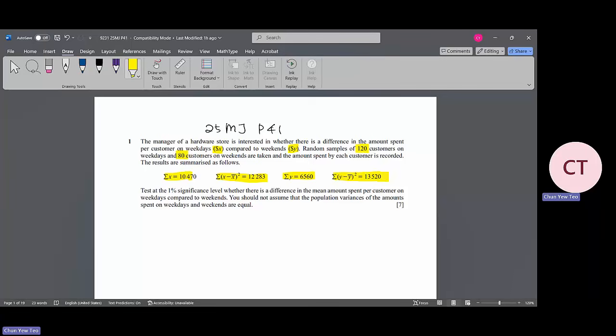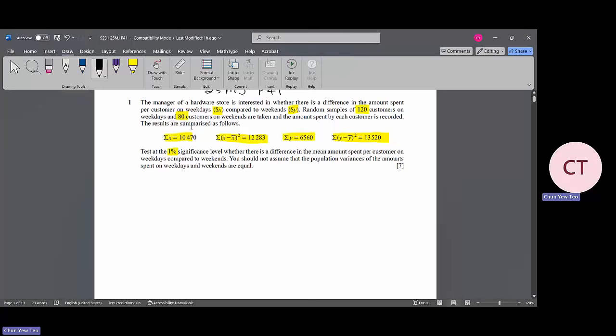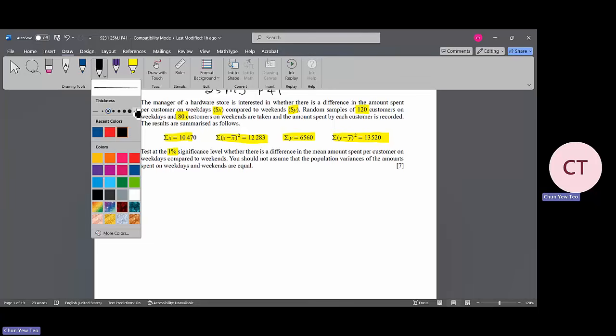So X represents the amount of money spent on weekdays, and Y represents the amount of money spent on weekends. Test at 1% significance level whether there is a difference in the mean amount spent per customer on weekdays compared to weekends. You should not assume that the population variances of the amount spent on weekdays and weekends are equal. Okay, so what we need to do over here is a hypothesis test.